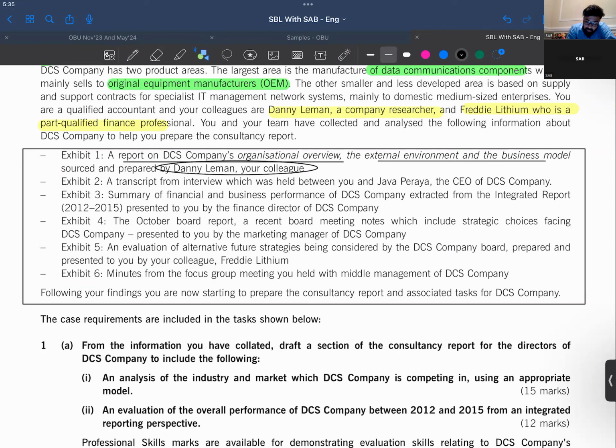A transcript from an interview which was held between you and Java Piraya, the CEO of DCS. So you have got a transcript. You have interviewed the CEO of DCS, Mr. Java Piraya, and he has given some discussion, right?